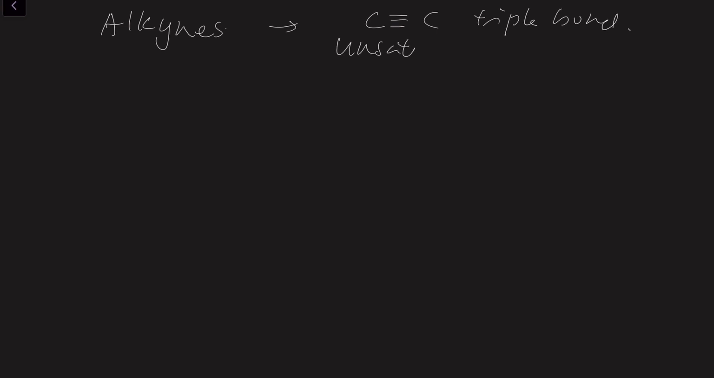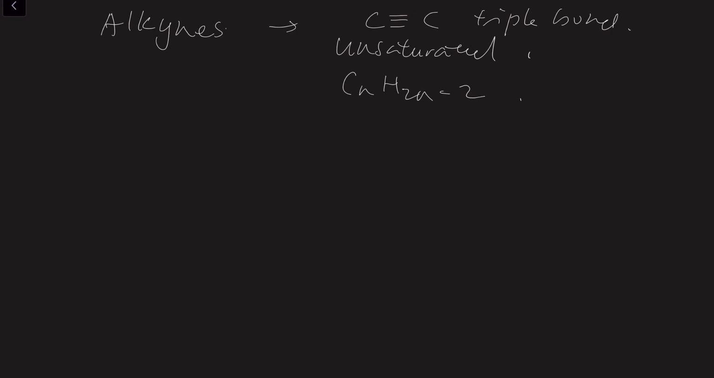Now let's look at the last homologous series we are going to look at today, so alkynes. Alkynes have a carbon-to-carbon triple bond. It is also unsaturated, so only the carbon-to-carbon single bond is saturated. The general formula is CnH2n-2, since we lose 2 hydrogens for every additional bond.